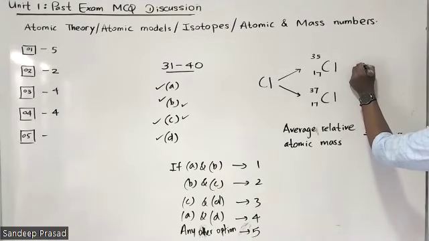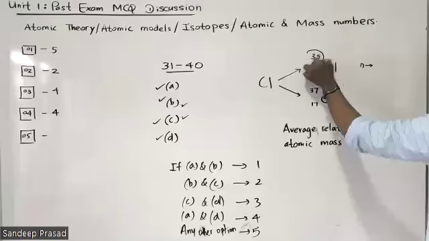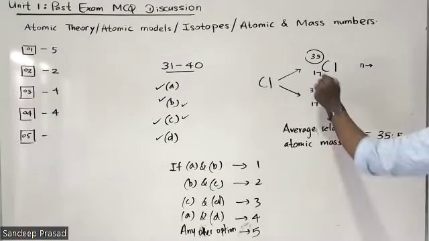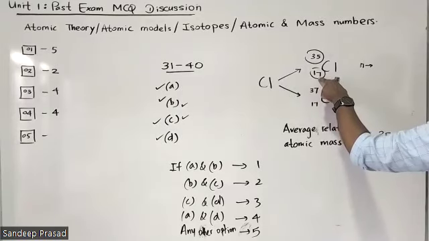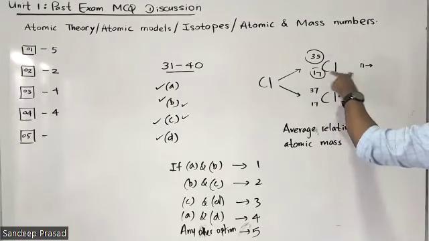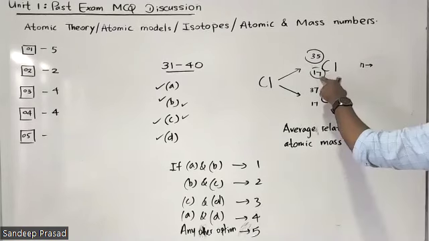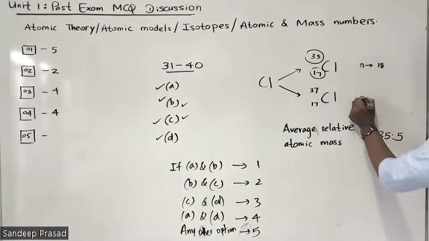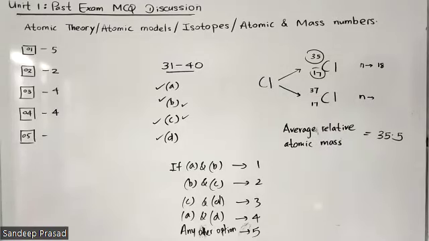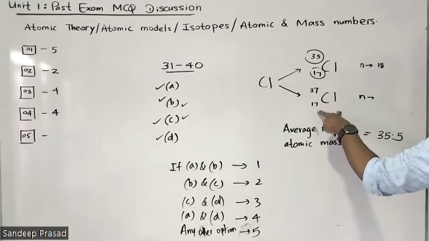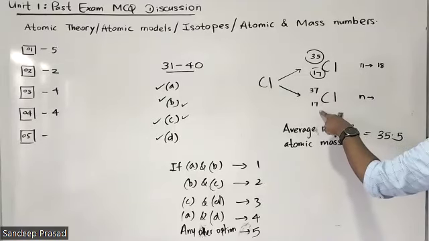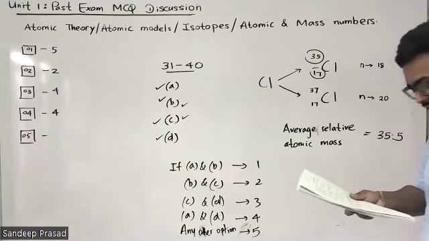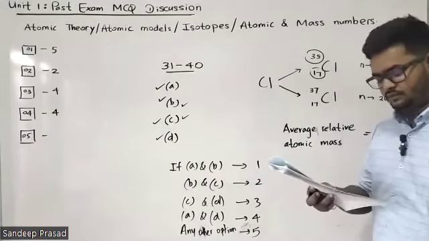When you consider this one, how many neutrons are there? We know that mass number represents the number of protons plus neutrons. By looking at the atomic number, you can say that the number of protons in this isotope is 17. So the number of neutrons here is 18. Now look at this one. Here you can see that the number of protons in chlorine is 17. So when you take the difference, the answer will be 20. Therefore, this statement D is wrong.